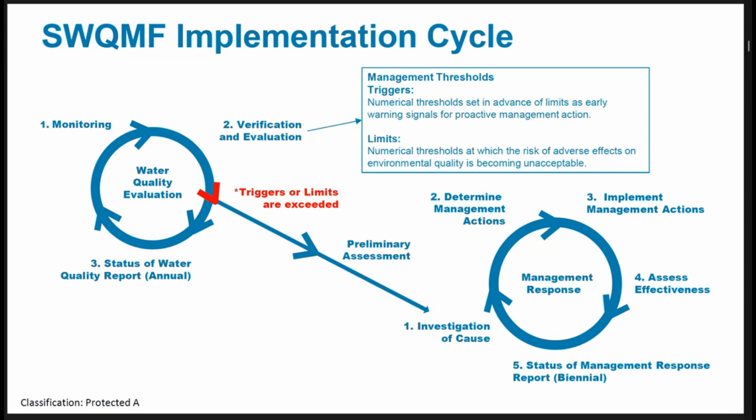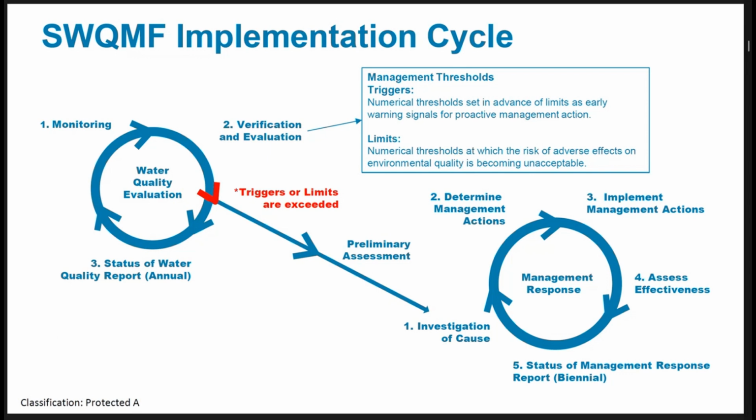The management thresholds for each indicator include triggers, which are values based on historical data that provide an early warning for proactive management. And we also have limits, which are based on the most stringent chronic water quality guidelines. If a trigger is crossed, a preliminary assessment is conducted to determine if there is a statistically significant undesirable trend. The preliminary assessment includes a concentration-based assessment and a flow-adjusted assessment.